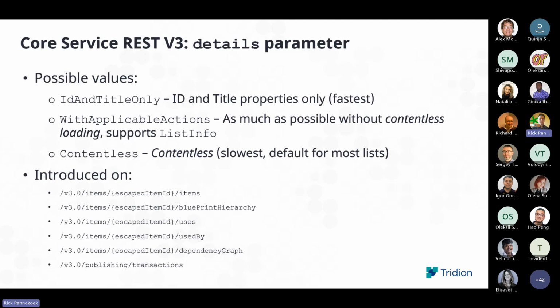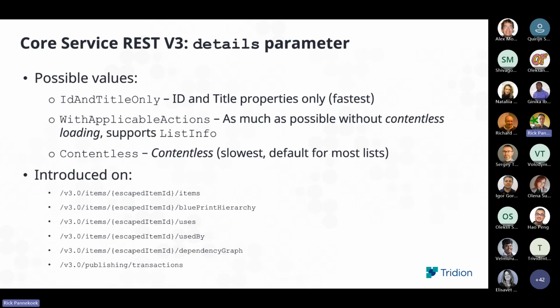Then we have what's called with applicable actions. That's a bit less obvious what that is. Well, it does have applicable actions, so that part is clear, I guess. And that is, at least for UI and Experience Space, something that's often used to allow users to do stuff with the items in the list, and we want to predict what is possible with these items. It's called applicable actions. But actually, the idea is that we return you as much as possible without having to do the contentless loading part. So it's basically the maximum you could also get out of the WCF core service list.